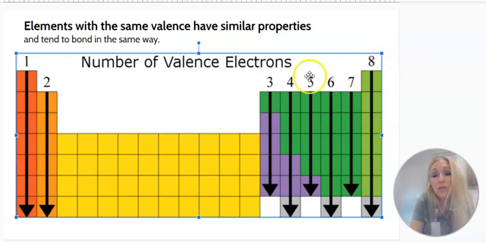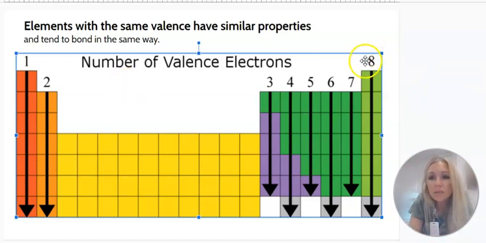And now these are groups 13 through 18, but if you just remove the 1, you still have the valence electrons identified. So group 13 has 3 valence electrons, 14 has 4, 15 has 5, 16 has 6, 17 has 7, and 18 has 8, so a full valence. So that is something that's going to be important.